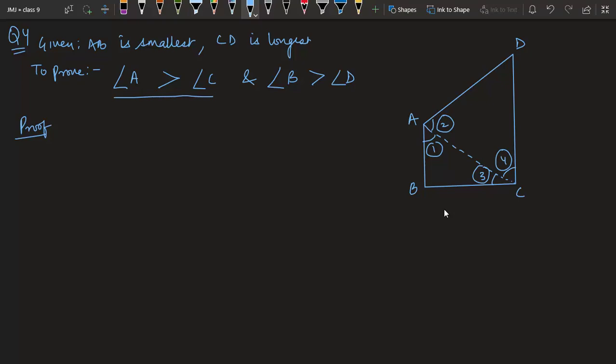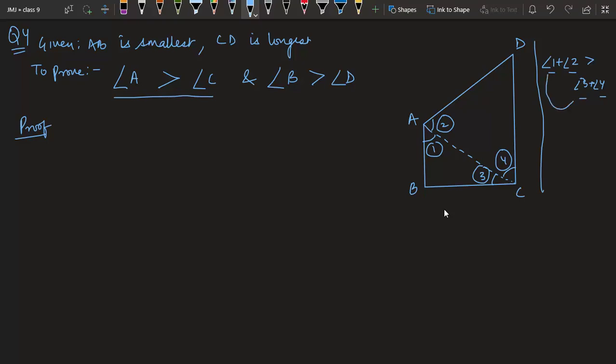Obviously, if we want to show angle A more than angle C, that is our motive. Let's see the thinking part. Somehow we want to show that angle 1 plus angle 2 is more than angle 3 plus angle 4. Now if you understand, these are coming in different triangles. So let us think about this.